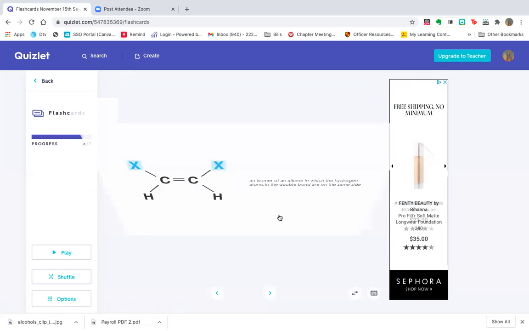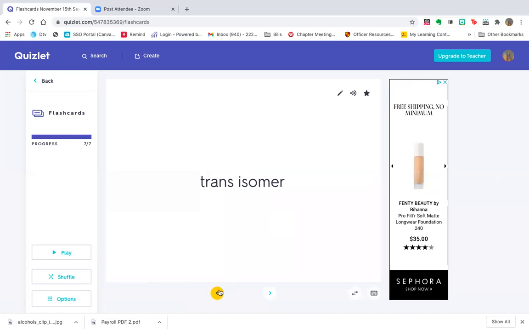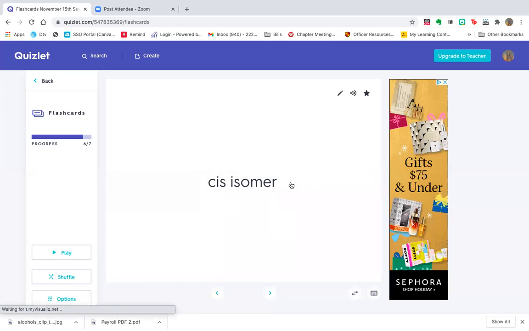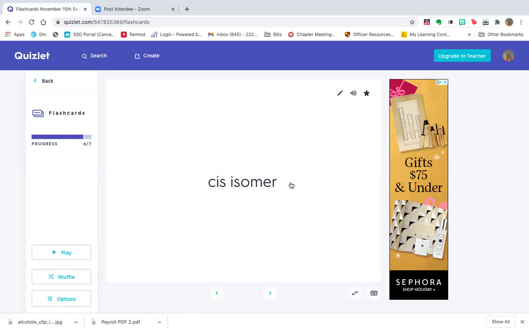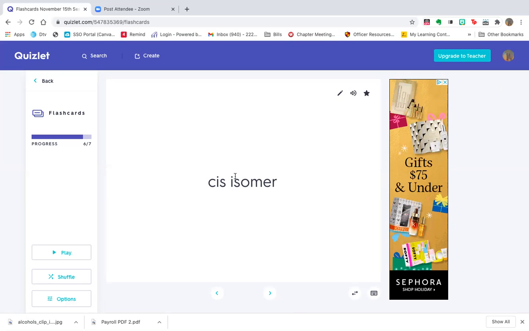And then we have cis isomers. But what is a cis isomer? I'm not sure. Is it just arranged differently? So there's two types, cis and trans. The isomer means two things with the same formula, but they're arranged differently. But the cis and trans part is kind of what we're focusing on here.